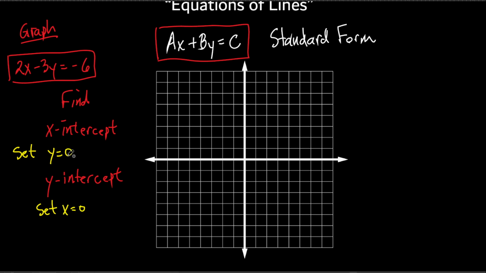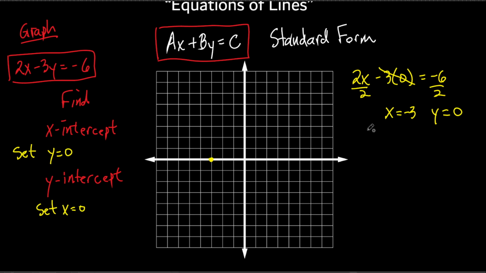So what do I do? I set y equal to 0. Let's do this over here on this side. So here's my equation, 2x minus 3 times what? 0, because I set y equal to 0. And that equals what? -6. Now, let's do some math and solve for x. Well, -3 times 0 is 0. So it's 2x equals -6. Divide by 2. So what is x? X equals -3. And we said that y was equal to what? 0. So what's my point? It's -3, 0. So let's plot that. 1, 2, 3, 0. So that is my x-intercept.